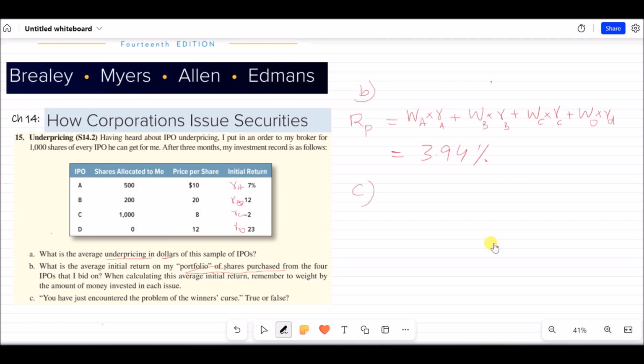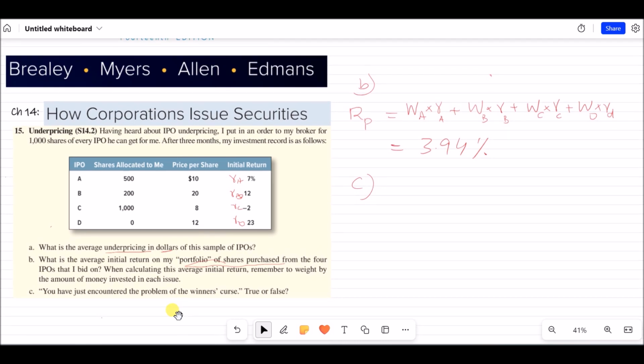So what about part C? You have just encountered the problem of winner's curse, true or false? Yes, true. Why? Because we got almost half of our investment in the C IPO. We got 1,000 shares in the C IPO, around $8,000 invested in C IPO, and this C IPO was actually overpriced. We couldn't get any initial returns. The initial returns were negative.